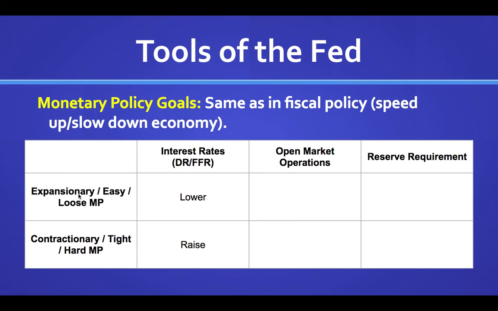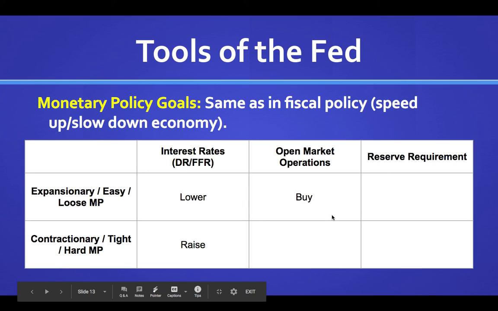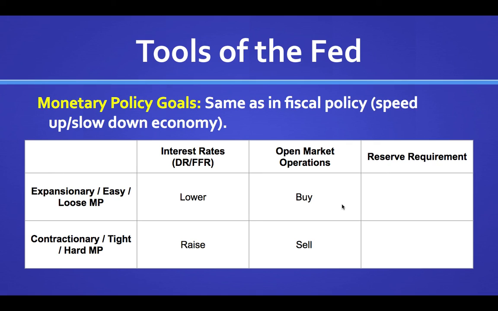So if the goal is to expand the economy, right, then the bank wants to do what? Buy. Yep. Right? They want to buy back the bonds, right? Which means contractionary, they would want to sell them back. Perfect. All right. Ready for the last one?